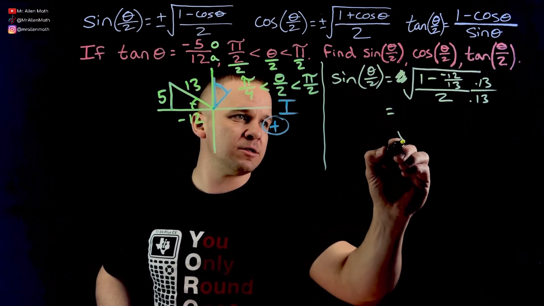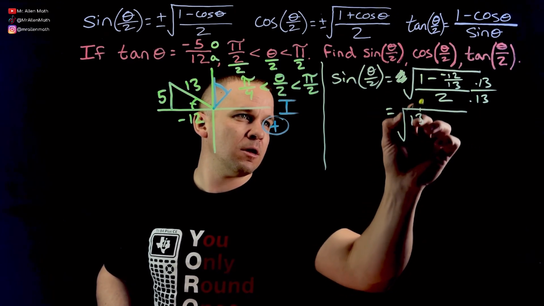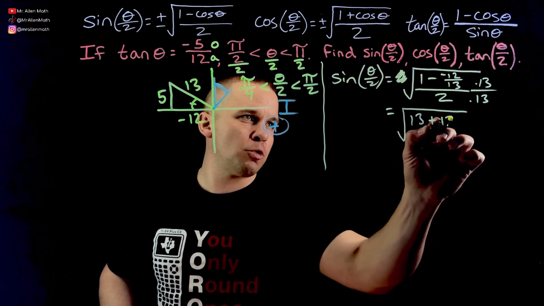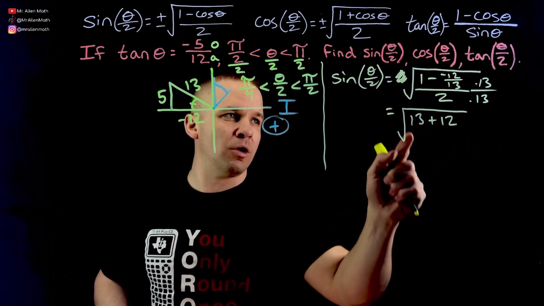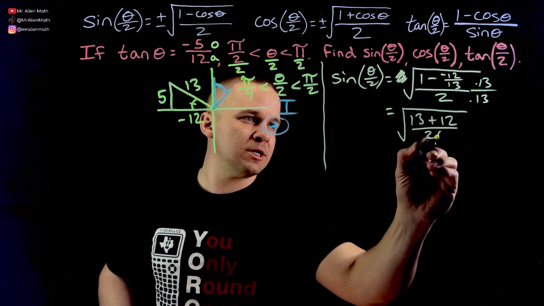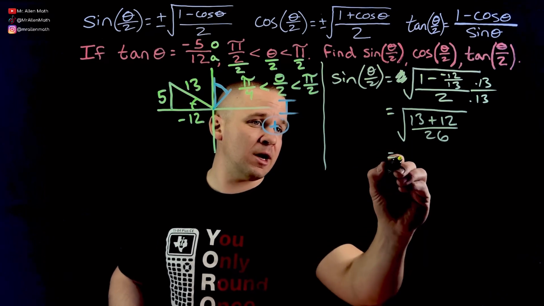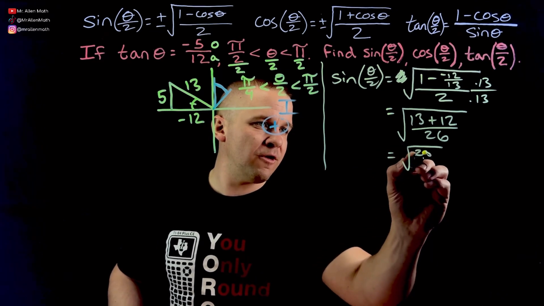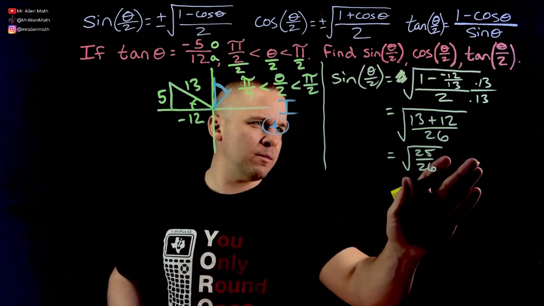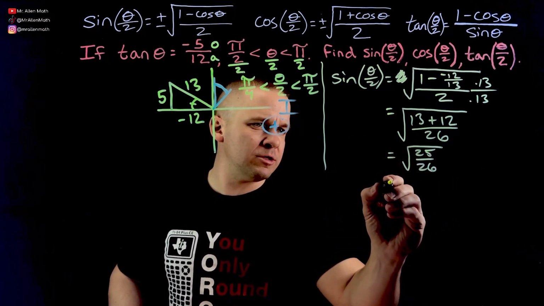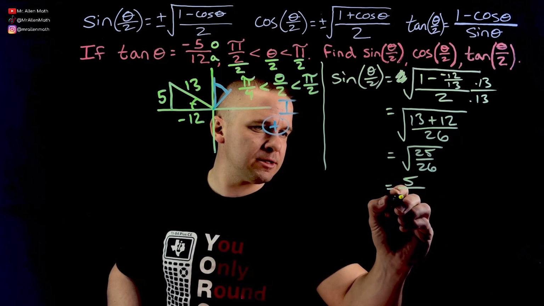So this is still all in a big square root. 13 times 1 is 13. This is positive, so plus 12 now, because the 13 and that 13 cancel. It distributed into both of those, all over 26. So now we have the square root of 25 over 26, which is kind of nice. Let's simplify this. That's going to be 5 over the square root of 26.